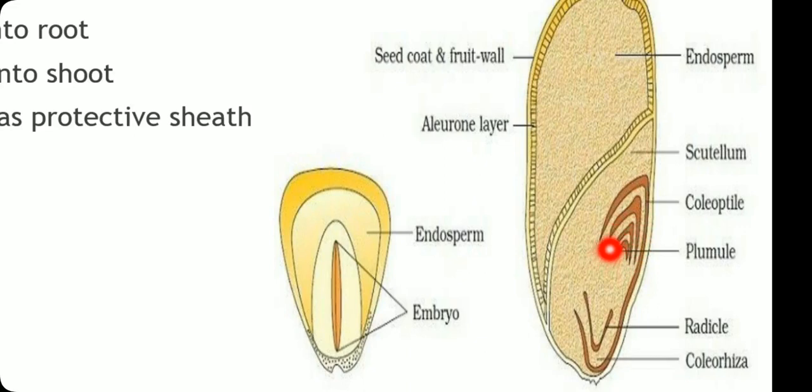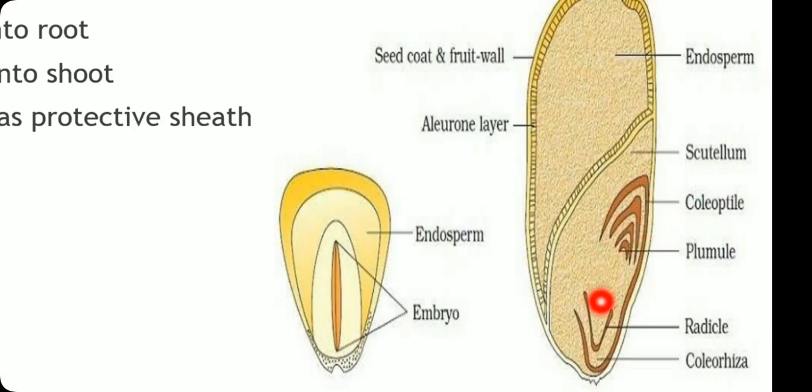So it is present on the upper side of the embryo, and it is surrounded by a protective sheath, and that sheath is called coleoptile. So the embryo is not just that the plumule is there. It is also surrounded by a protective sheath, and that protective sheath is called coleoptile.